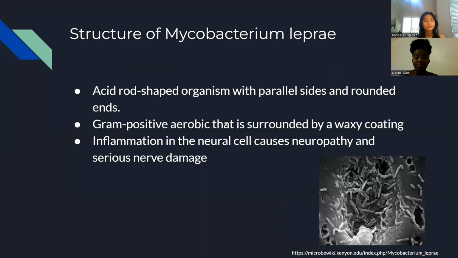So, the structure of Mycobacterium leprae. This is an acid-fast rod-shaped organism with parallel sides and round ends. As you can see in the picture below, it's parallel with round ends. It's a gram-positive bacillus that is surrounded by a waxy coating. There's inflammation in the neural cells that causes neuropathy and serious nerve damage.